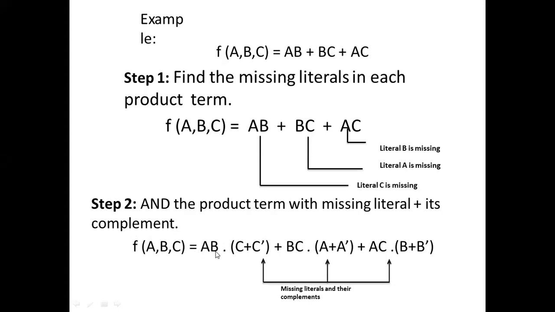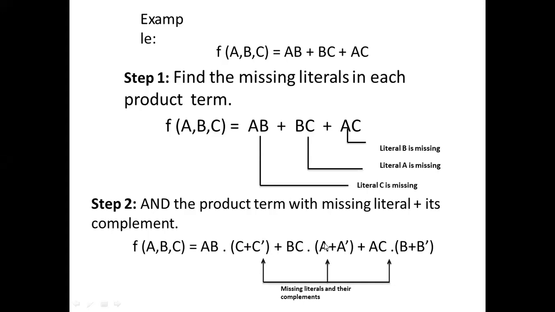So here, which one was missing? AB is present. Which one was missing? C was missing. So we have to add the missing literal, which is C plus C complement. So that is what we have to add. We add the literal and its complement. So the missing literal is C, and we add C plus C bar: AB dot (C plus C bar).